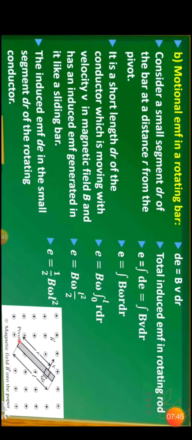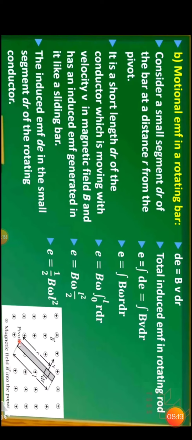Therefore E is equal to B ω integration of 0 to L r dr. Now E is equal to Bω L square upon 2. Now the equation we get is E is equal to 1/2 BωL square.